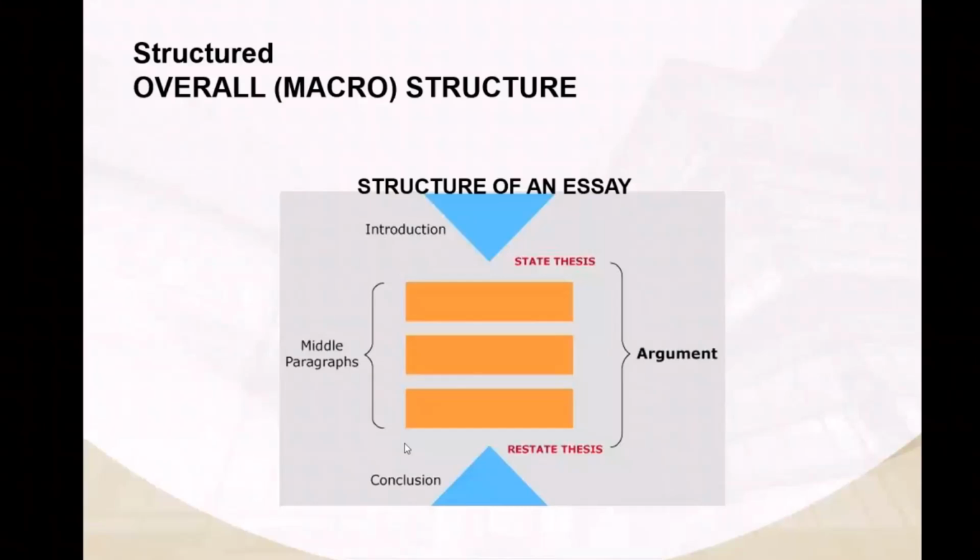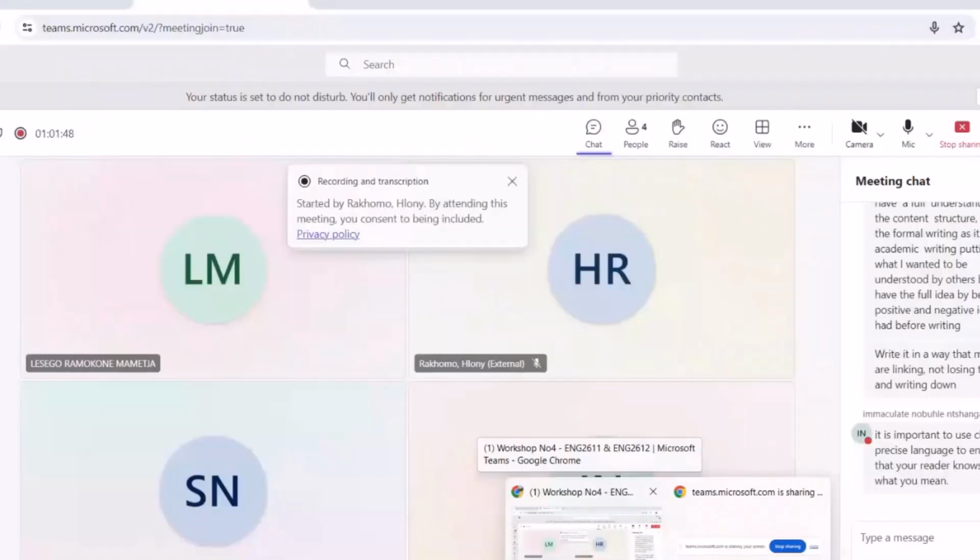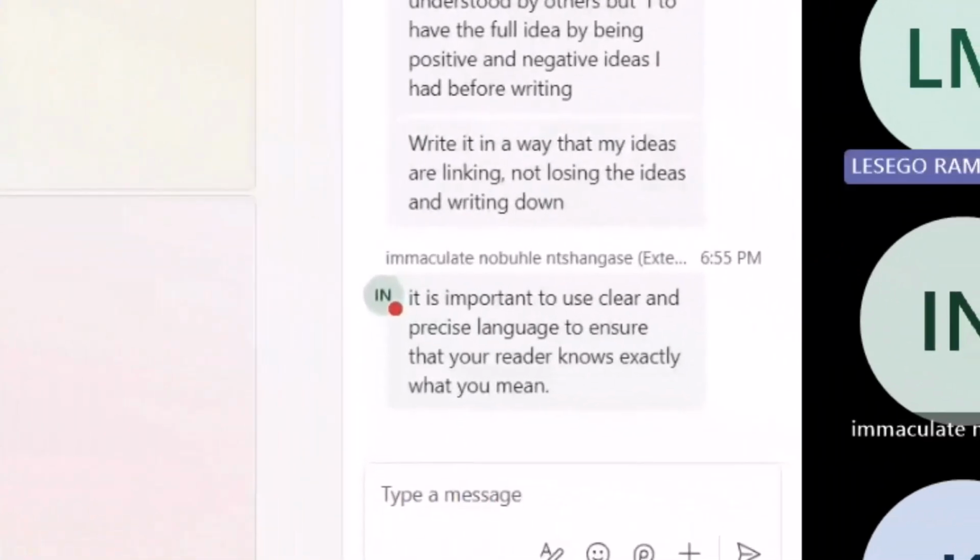All right, check if we have something. Okay, Nobuta writes, it is important to use clear and precise language to ensure that your reader knows exactly what you mean. I agree. Absolutely correct. It is important to have clear expressions or clear statements or clear sentences which make sense to be understood by the reader. I agree with you 100%.